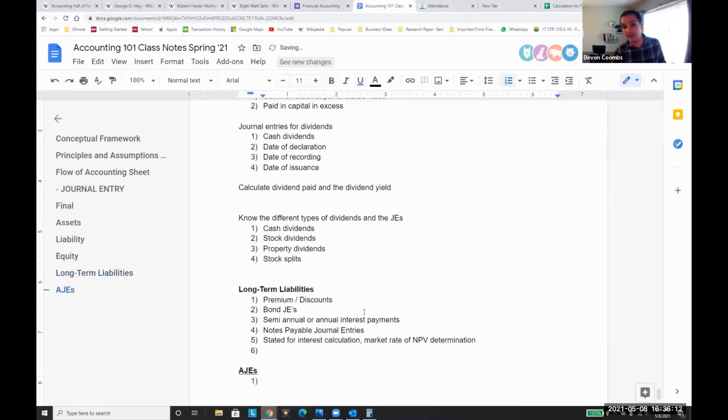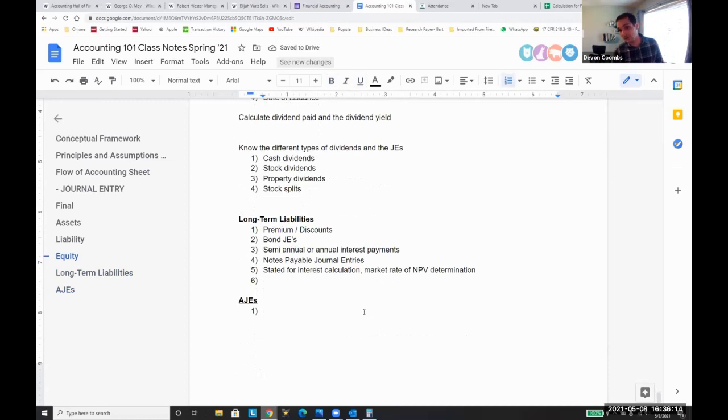AJEs. What I mean by adjusting journal entries is, hey, on November 1st, we issued some debt with an interest rate. What's the adjusting journal entry on December 31st for the 60 days that we owe interest but haven't paid it yet? We're talking about all those different types of accruals and deferrals. I'm going to need you to understand those and be able to calculate them.